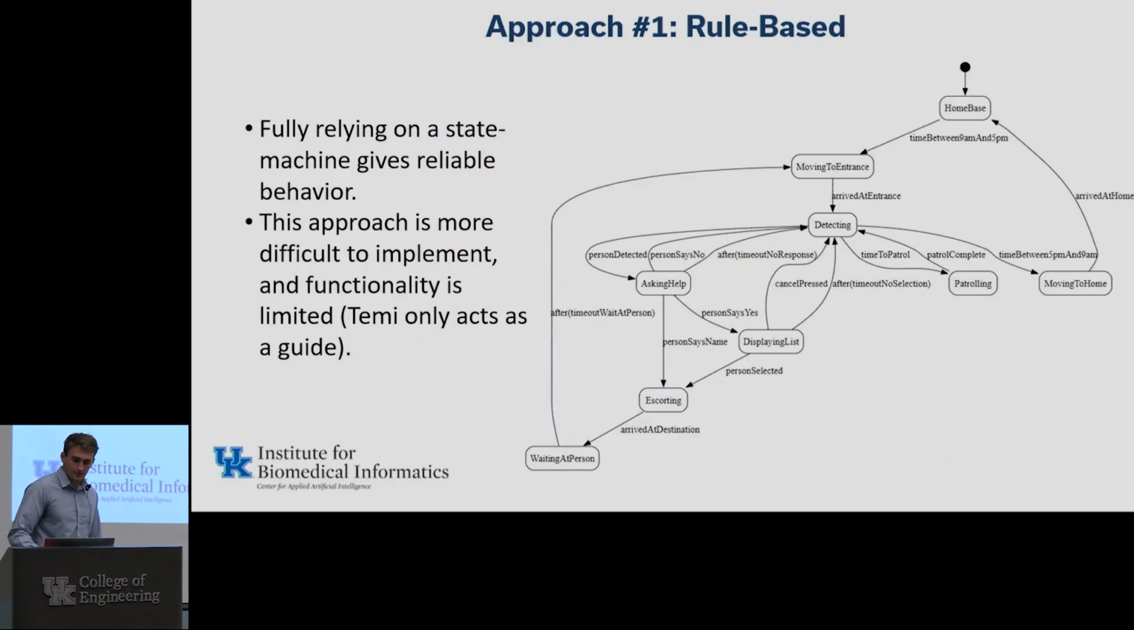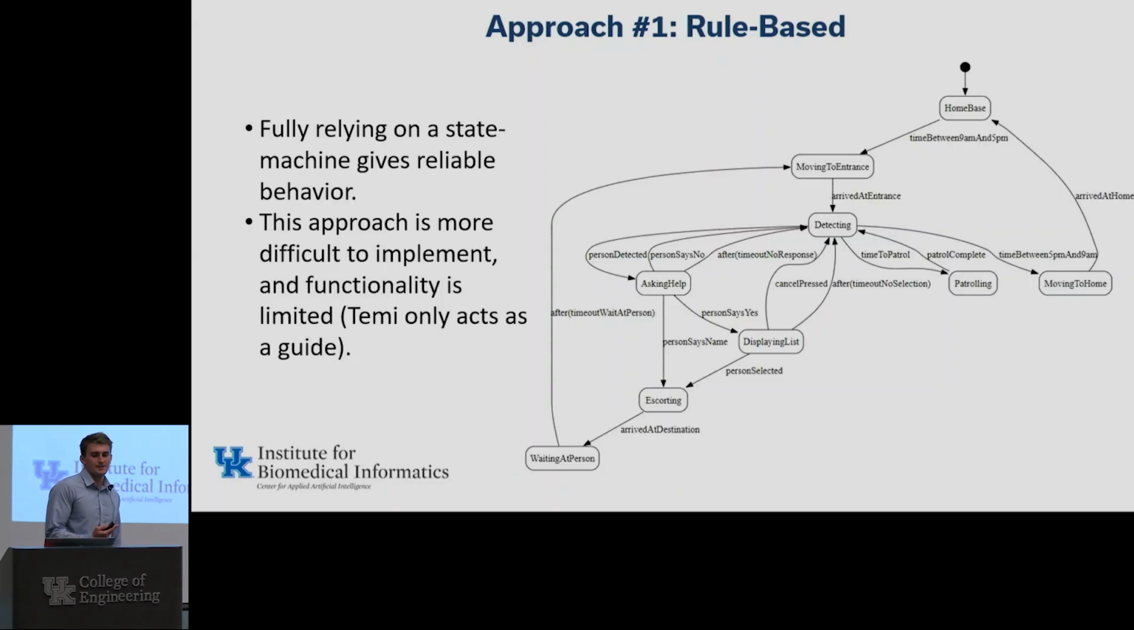So that's the environmental sensing aspect. Now let's talk about the human-robot interaction. So our first approach did not include any large language models. It was just a basic flow chart almost. It used a state machine to manage the role-based system.